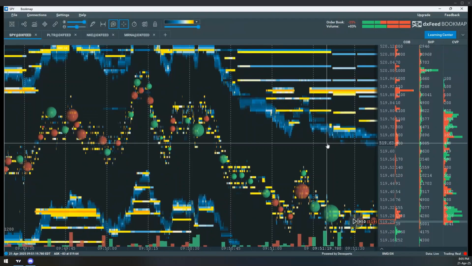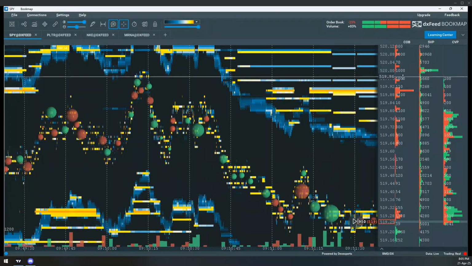Can you explain the bars off to the right a little bit? Like these, those COB and SVP. What does that all mean? So this is just the current order book orders that are coming in at what price? Okay, I see. 520, right? 1,000 total orders. And at the bottom, and 1,000 at the top here.